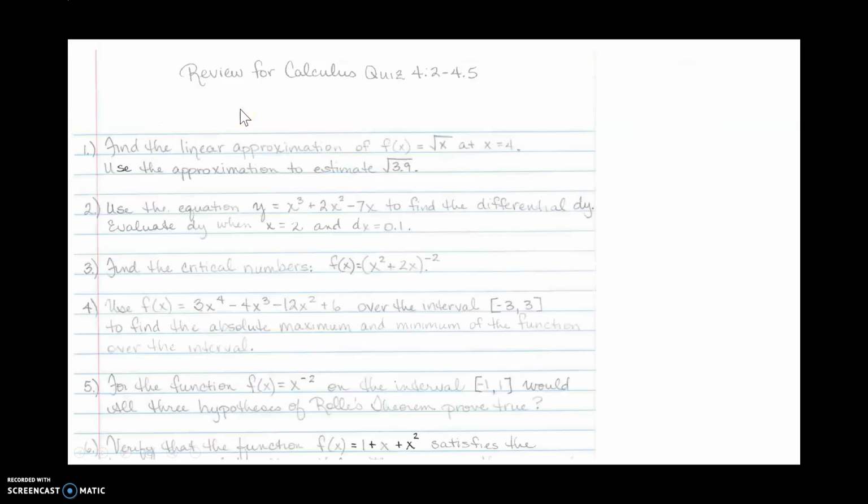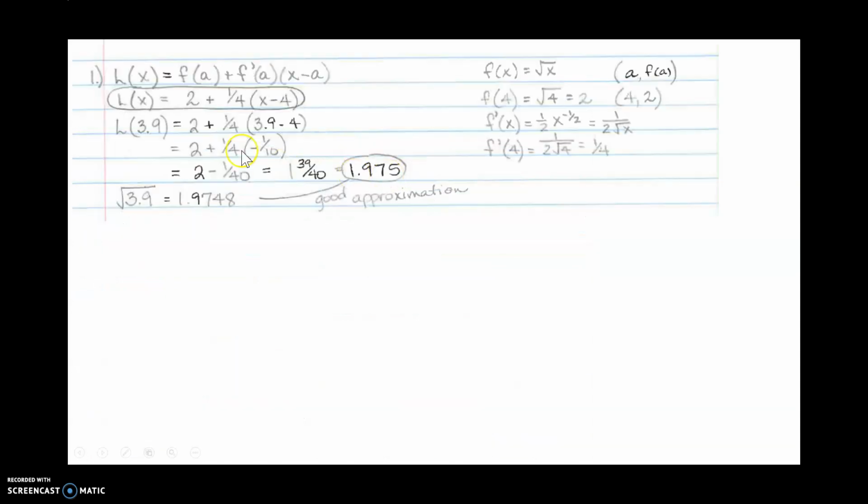Then it asks us to use that to approximate and estimate the square root of 3.9. All we need to do is just put 3.9 in the place of x. 3.9 minus 4.0 is just going to give us a negative 0.1, or a negative 1/10. So 1/4 times 1/10 is going to give us negative 1/40. And if I have 2 minus 1/40, then that would give me 1 39/40, or 1.975.